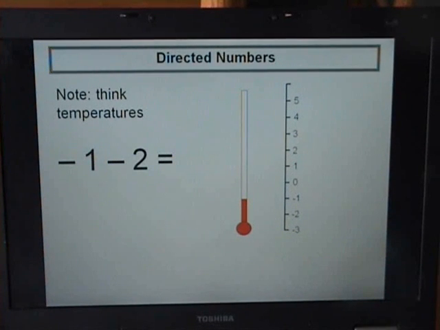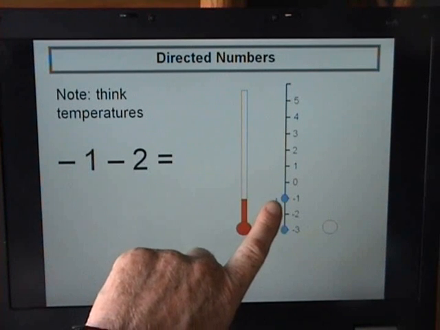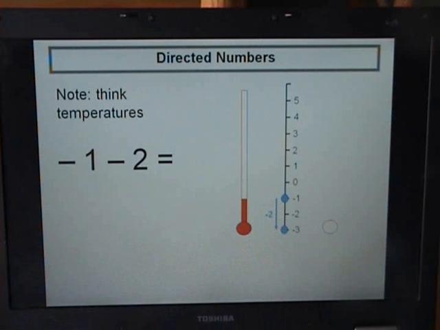Temperature of negative 1 dropping by 2. Well, there's the starting temperature. If I go down by 2, you can see where I'm going to finish up. The answer is negative 3.